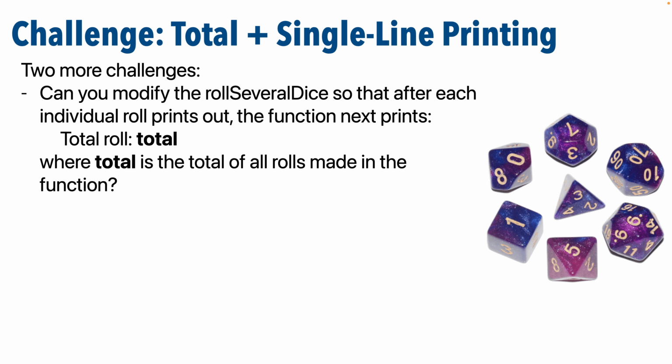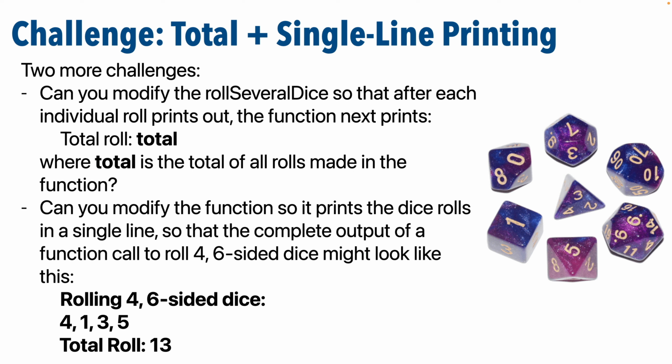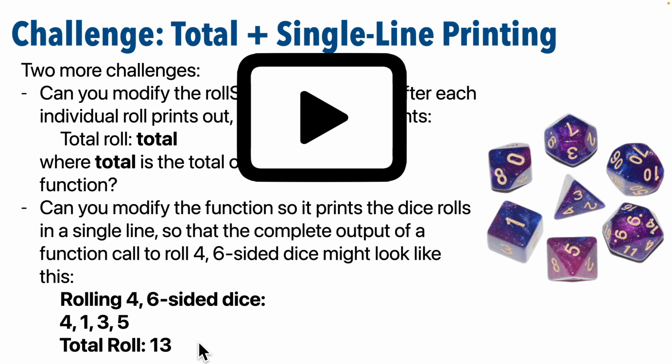First, can you modify the roll several dice function so that after all of the rolls print out, the function next prints total roll, total, where total is the total of all rolls made by the function? Then next, can you modify that same function so that it prints the dice rolls on a single line instead of on separate lines? So the complete output of a function call to say, roll 4 6-sided dice might look like this. See how the 4 individual dice rolls, 4, 1, 3, and 5 are all on one line? So give this a shot, pause, try your best. If you can only get one part, that's okay. And when you're ready, resume, and let's compare answers.